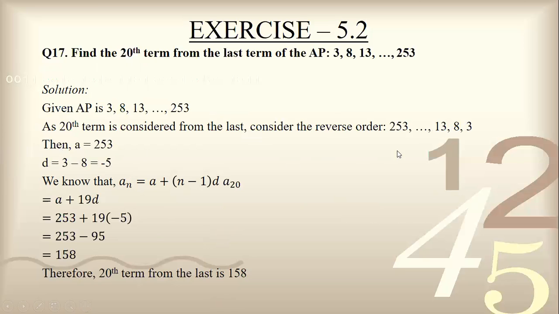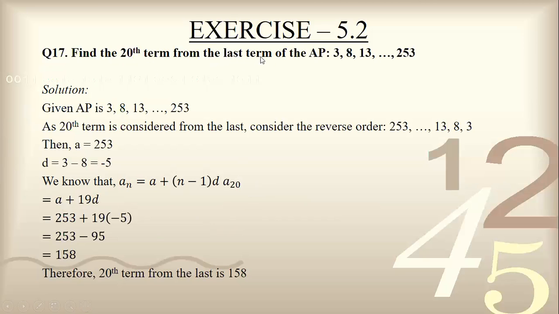Then A is 253 for us. D is the difference between any successive numbers. If we subtract, we should be able to get the common difference. So let us take 3 minus 8, which is minus 5. Easy for us to calculate. We know that an is a plus n minus 1 into d. So a20 is a plus 19d.